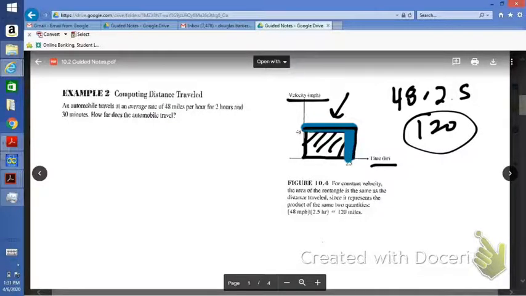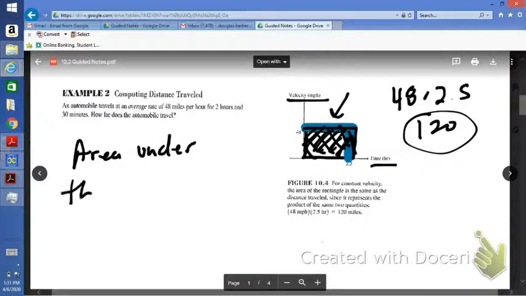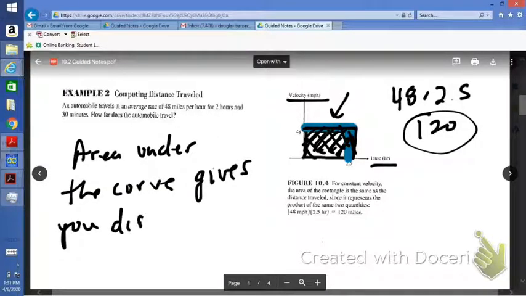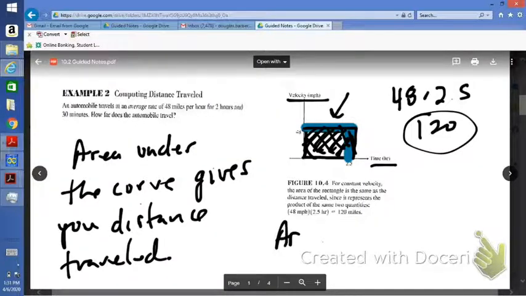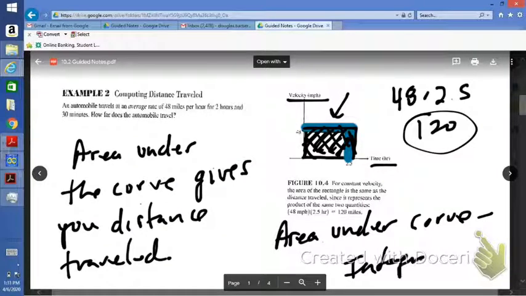So basically what we're getting at right here is the area underneath the curve. So area under the curve gives you distance traveled. Okay, this area under the curve, that's what we call an integral.